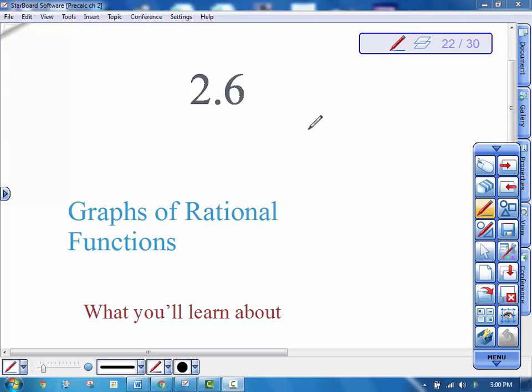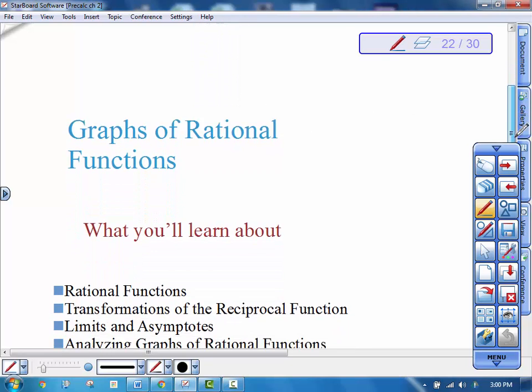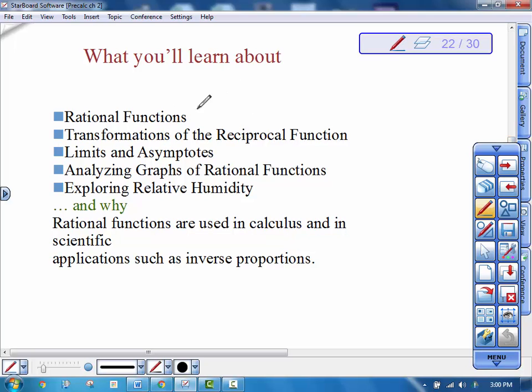Okay, this is 2.6. We're going to talk about the graphs of rational functions. So you'll learn what a rational function is and how to transform it, limits and asymptotes. We'll analyze it, so we'll find the domain and range and all that good stuff. We'll use it to do some applications. We won't do relative humidity, but we'll do some other applications.